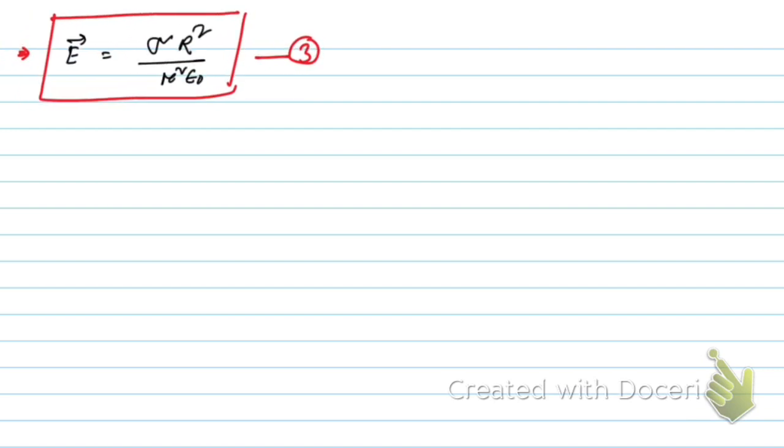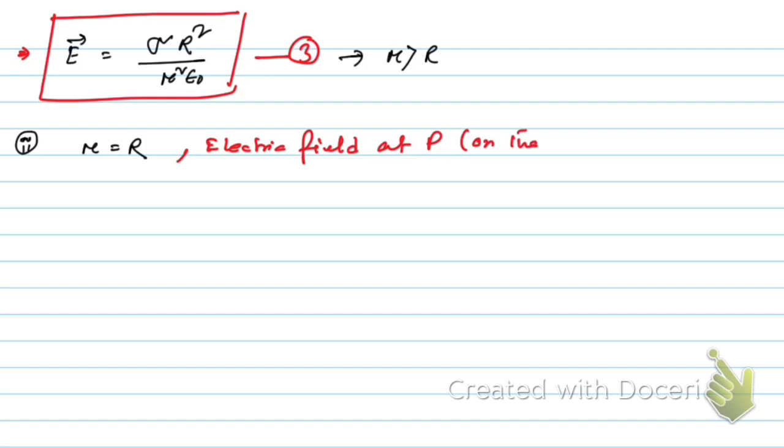So here is the new slide. What was the last expression? This was the last expression. So when small r is greater than capital R. Now let us take the case of number 2, that is when small r is equal to capital R. That means when electric field at P, this is on the surface of the shell.